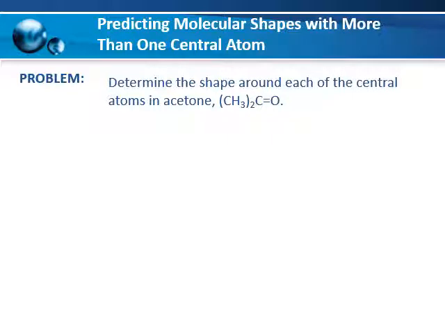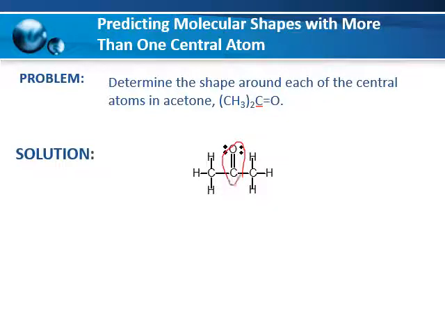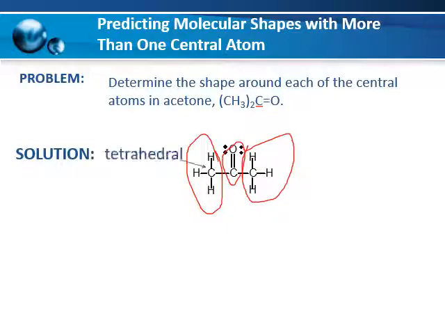Predicting molecular shape with more than one central atom. Determine the shape around each of the central atoms in acetone. Solution: first thing first, you try to draw who is going to be the center. Normally it's C. C double bond O is the center, and then you have CH3 on one side and another CH3 on the other side. Now you have to predict one by one. One side is tetrahedral, and the other side is also tetrahedral.